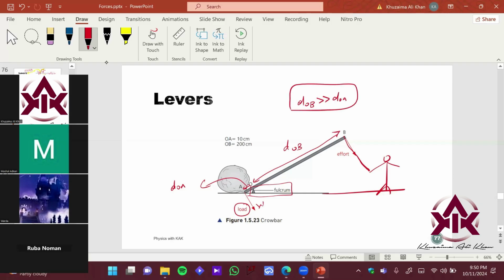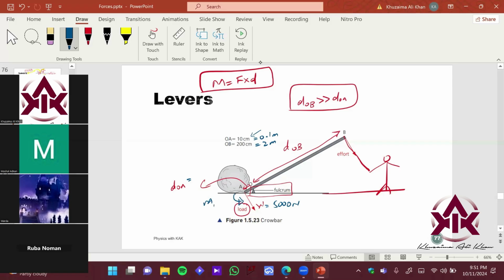Since I told you the moment formula depends on force times distance, let's imagine this is 5,000 newtons, and this is 10 centimeters. So 10 centimeters is 0.1 meters, and 200 centimeters is 2 meters. So let's find the force required. Let's find the moment over here.